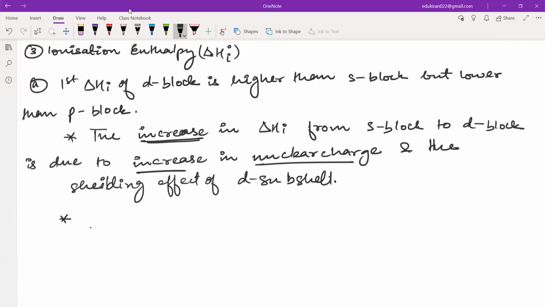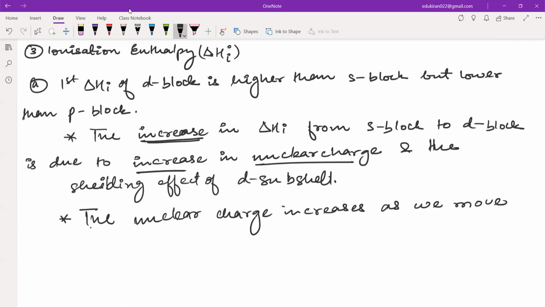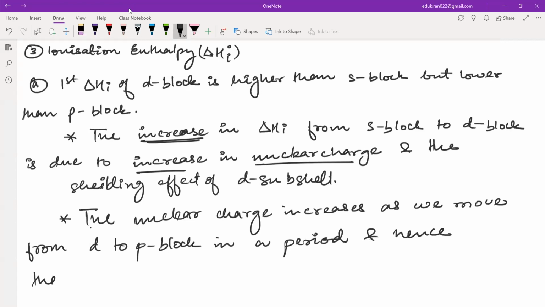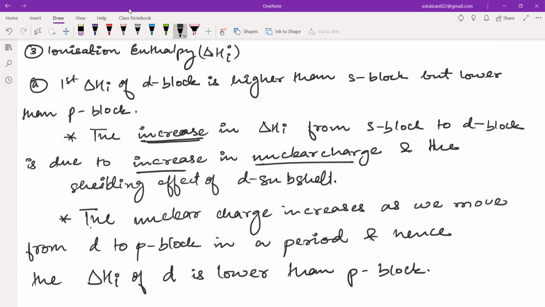So we can write here that the nuclear charge increases as we move from D to P block in a period, and hence the delta HI of D is lower than P block. It is lower than P block elements.